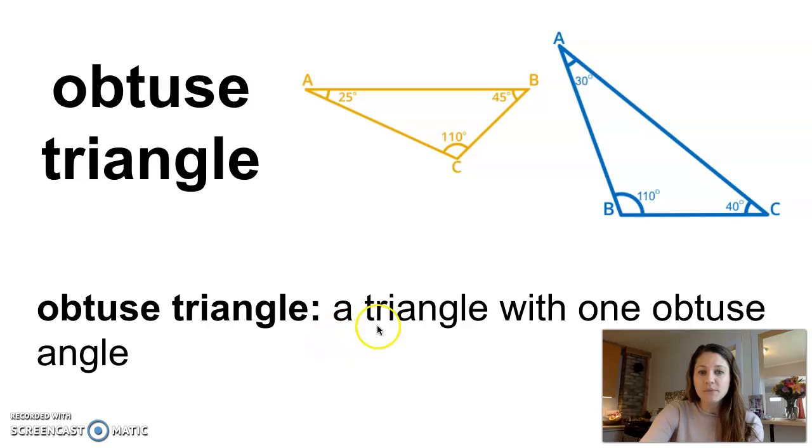Obtuse triangle is a triangle with one obtuse angle. And kind of like a right triangle, it can only be one obtuse angle. So if you look here, angle B measures 110. That's the obtuse angle, which means then the other angles, A and C, need to be acute angles, and they are. And then again, we have a total of 180 degrees.